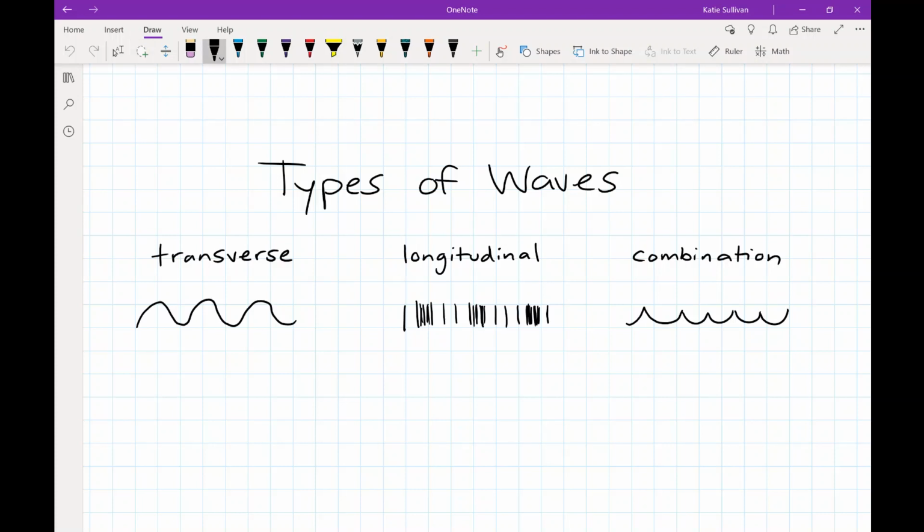In this video, we're going to go over the different types of waves that exist. We have transverse waves that go up and down. We have longitudinal waves that kind of compress the medium together and then have places where it's more spread out. And then we have combination waves, where a combination of those two things happens.